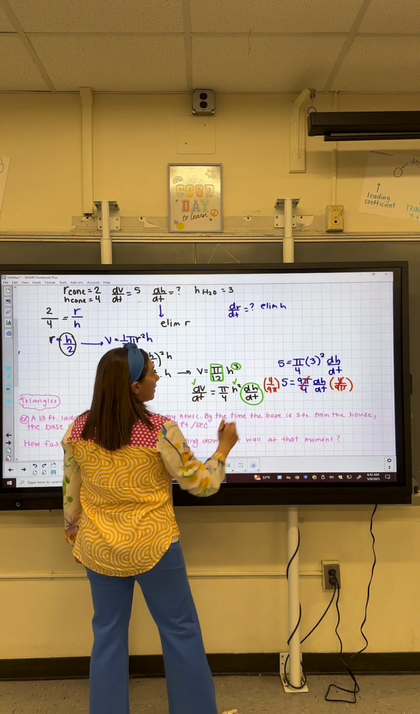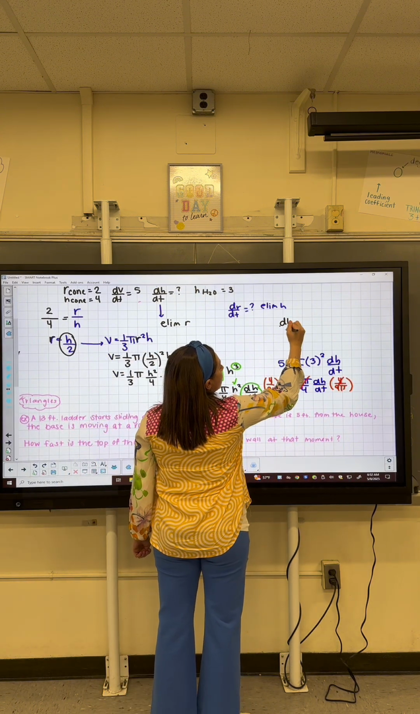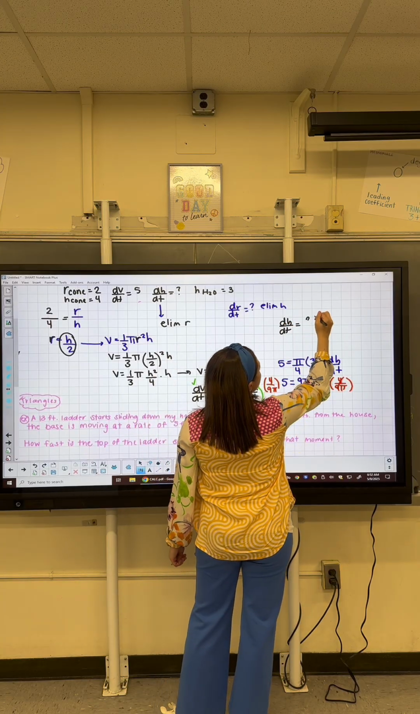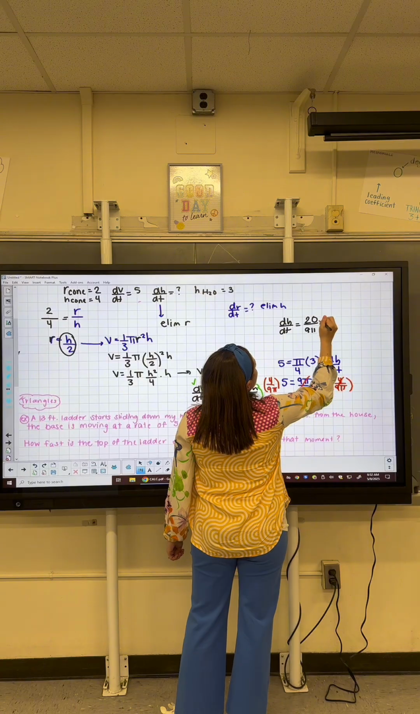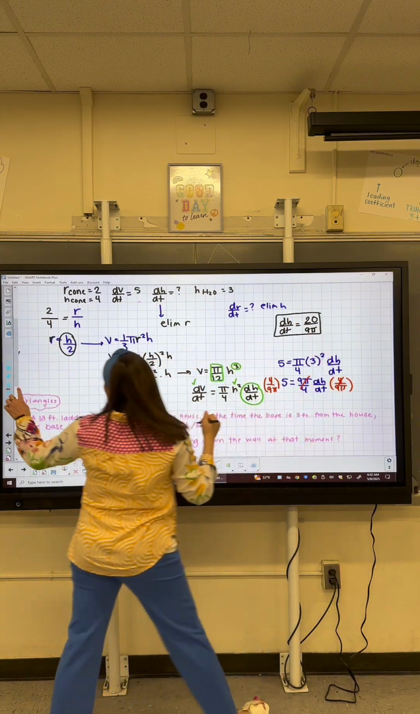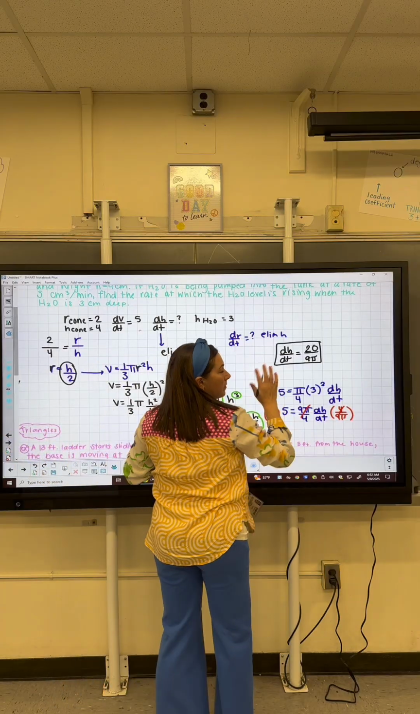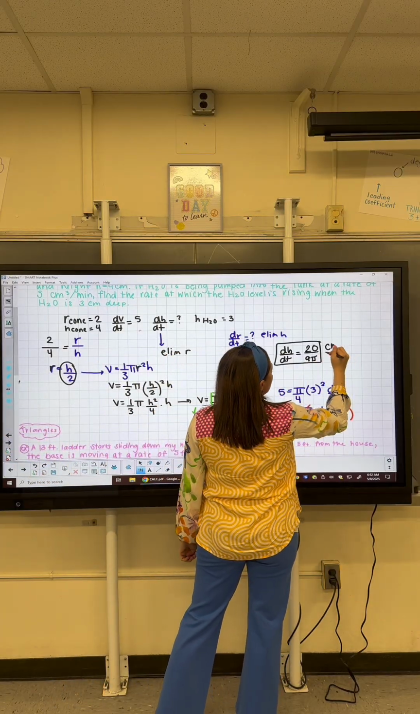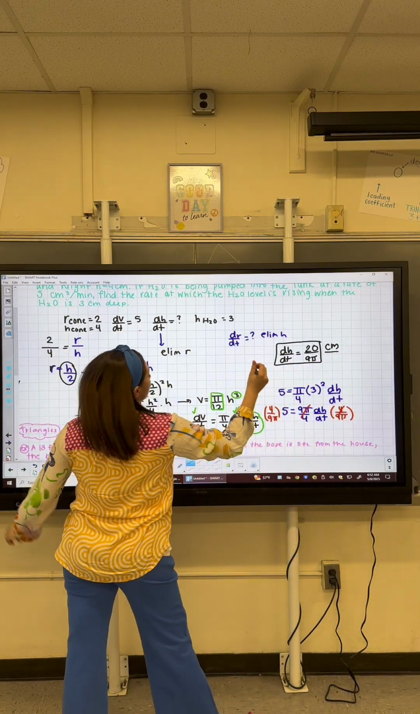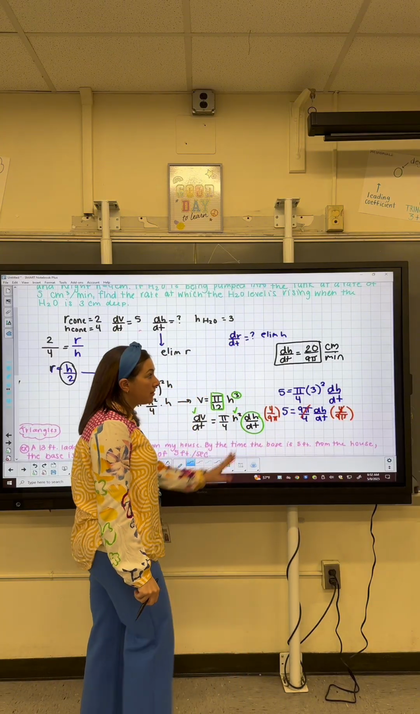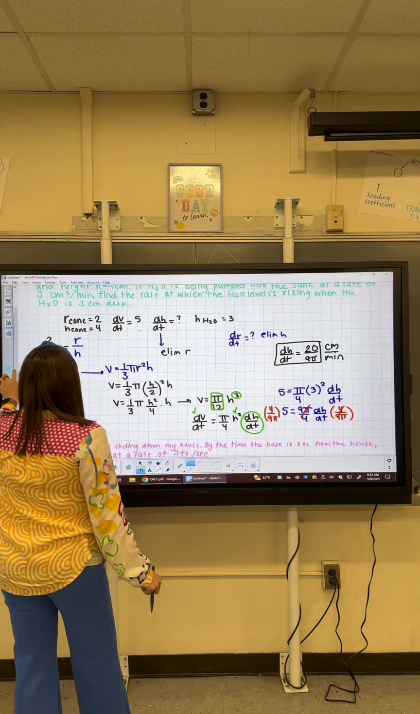And then your final answer, I'll write it up here. dH dt is 20 over 9 pi. And my units would be cubic centimeters per minute. Not cubic centimeters, centimeters per minute. Centimeters per minute. Okay, so my units would be centimeters per minute. All right, next shape.